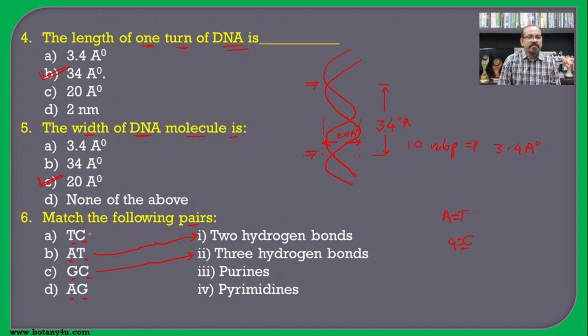While thymine and cytosine are pyrimidines with single ring structures, adenine and guanine are purines with double ring structures. So in this way we can pair the different characters which are given in the two columns.